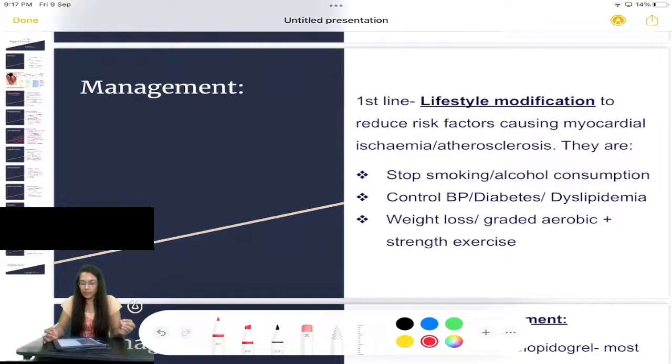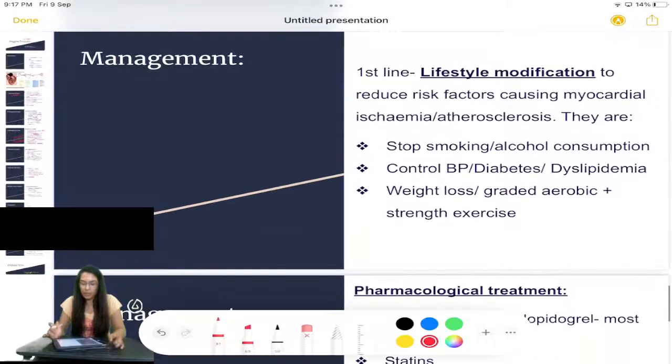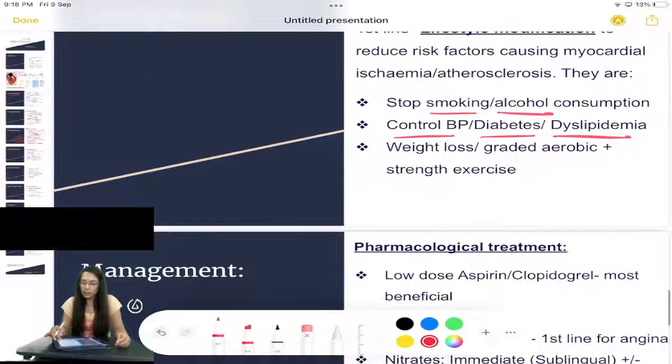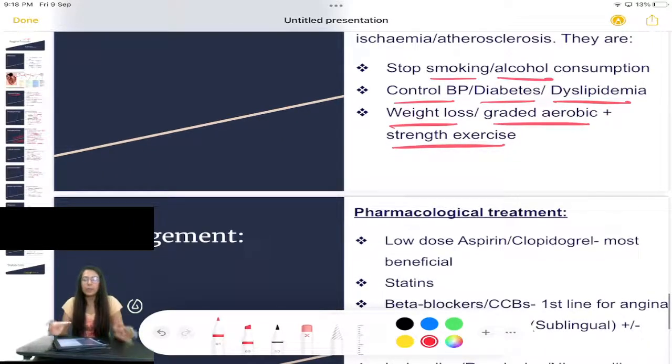Now, management. First line is lifestyle modification. The risk factors that are responsible for myocardial ischemia or atherosclerosis, we have to decrease by lifestyle modification. First of all, smoking and alcohol: they are very commonly associated with atherosclerosis and accelerate it. So you have to stop smoking and alcohol consumption. Then hypertension, diabetes and dyslipidemia are very important factors for myocardial ischemia. Then weight loss or graded aerobics plus strength exercise. When patients do aerobic exercise, they have increased O2 demand and they develop collateral blood supply. It has to be graded because the patient already has angina.